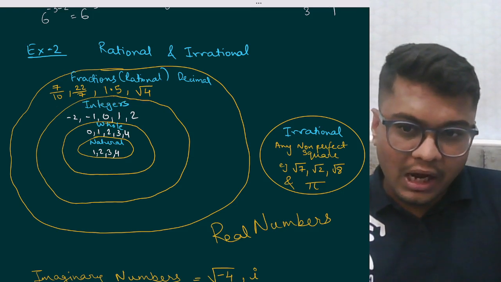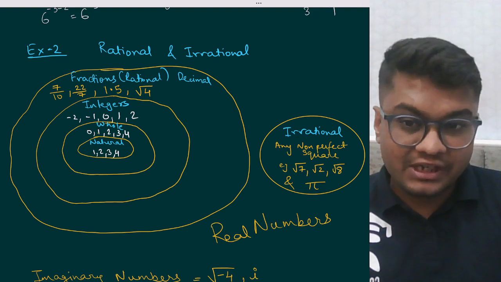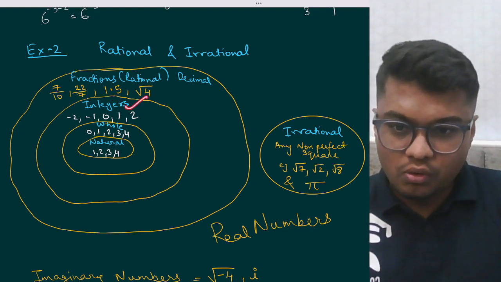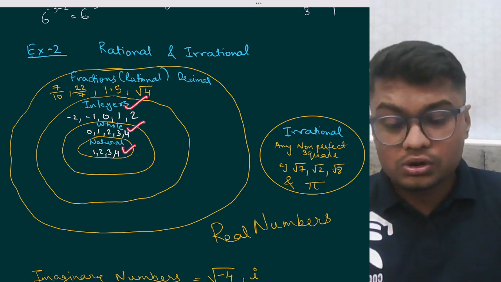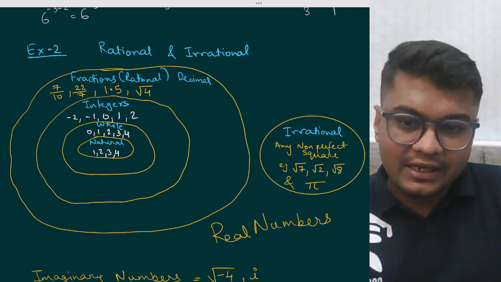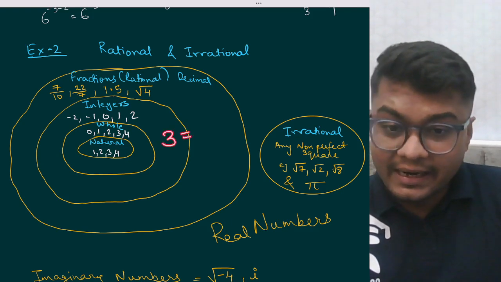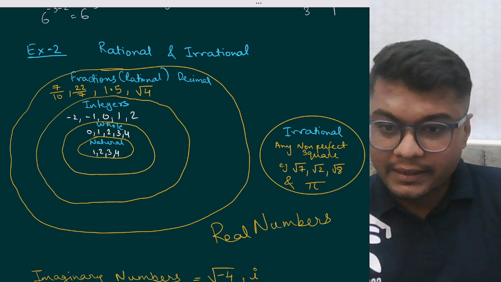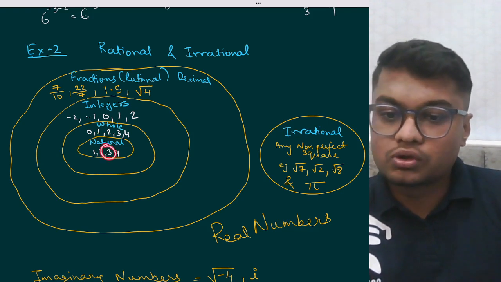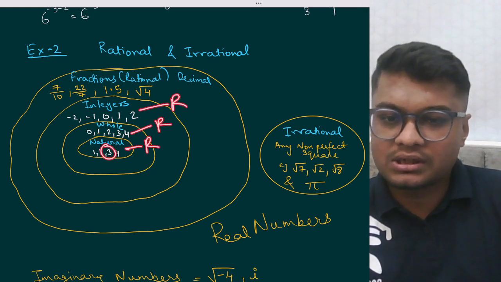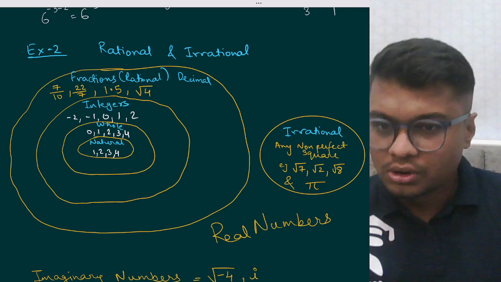So are all these fractions rational numbers? Yes. But are integers, whole numbers, natural numbers also fractions? Yes, they are. So if I take, let's say 3, I can write this as 3 upon 1, because 3 upon 1 is also 3, right? So these numbers are also rational numbers; whole numbers are also rational, and integers are also rational numbers.